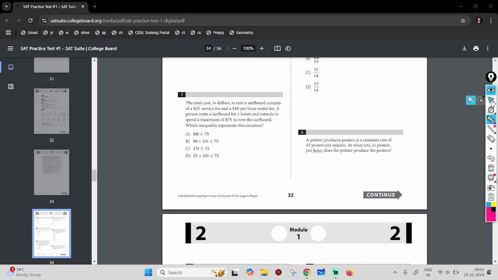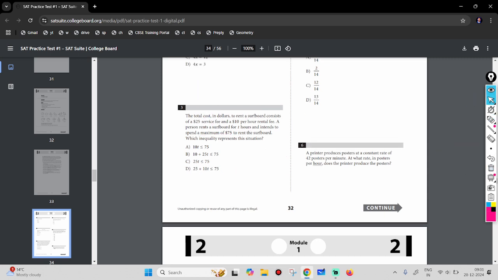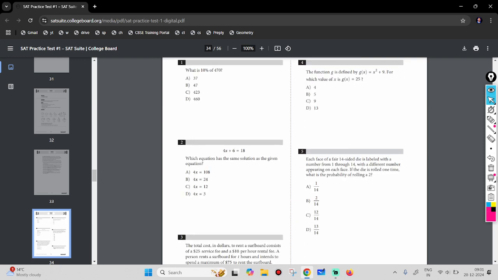Now let's move to question number 4 and 5. In question number 4, we have a function g of x, which is x squared plus 9. Now we want to know for what value of x, g of x is 25. So we know the output is 25 and we need to find x for it. So we have x squared plus 9, which has to be 25.